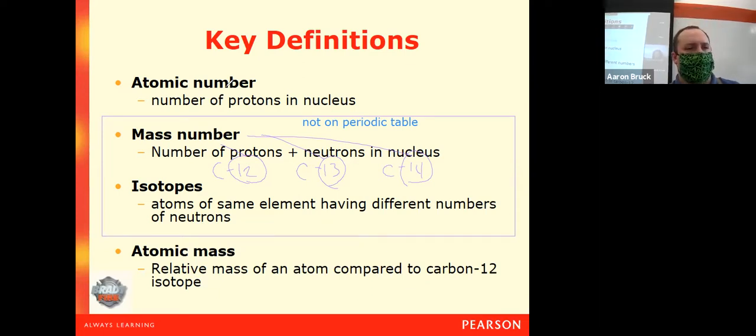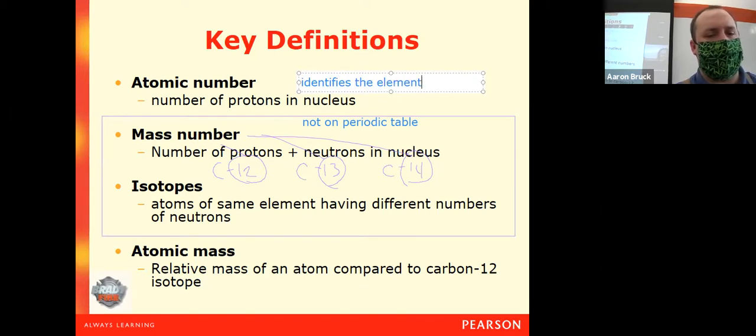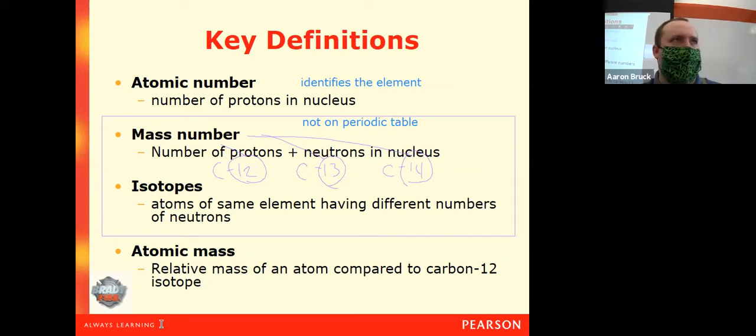Again, atomic number helps to identify the element. If I go from 6 protons to 7, I go from an atom of carbon to an atom of nitrogen. Atomic number does not change for a given element, but a mass number can change.